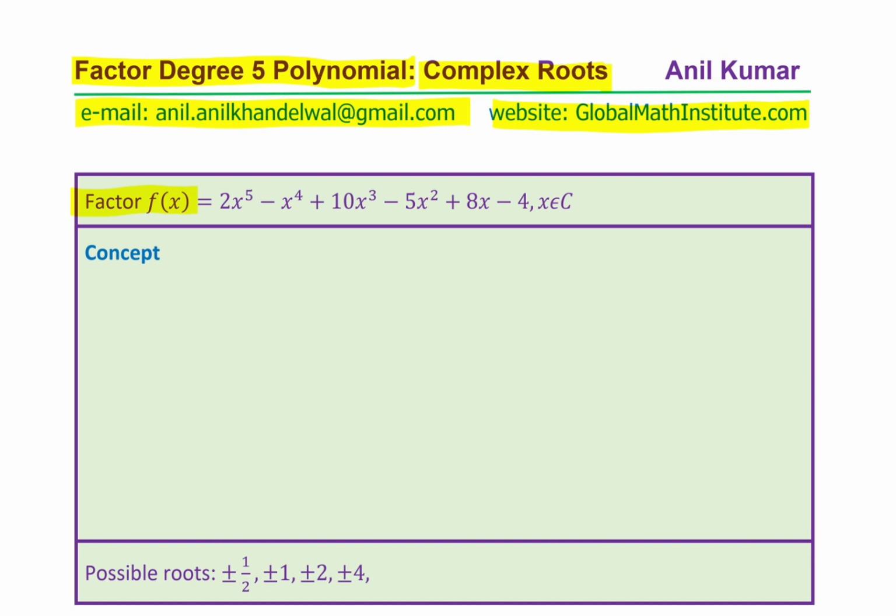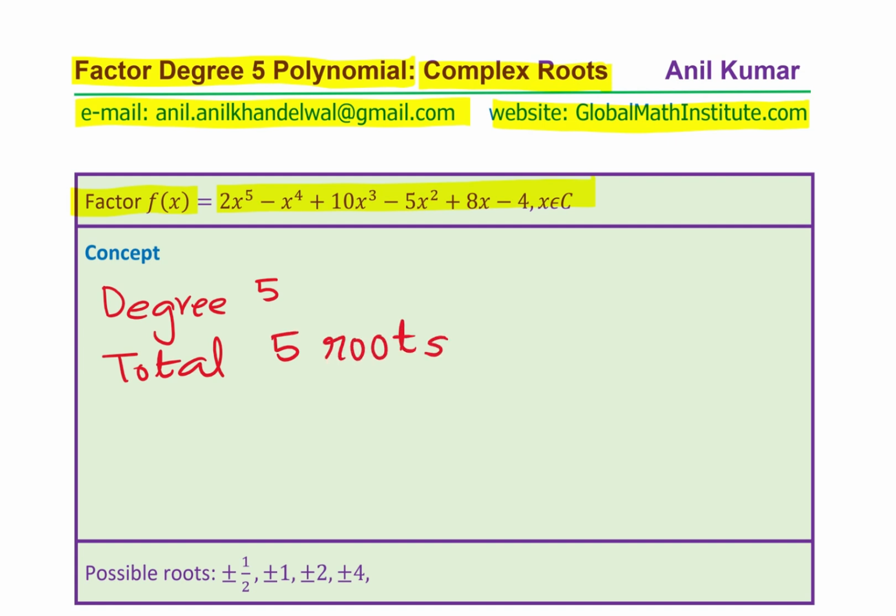Now, we are given here a degree 5 polynomial. Let's try to understand a strategy to factor this polynomial. Well, we know something, that is, the degree here is 5. It means that we have a total of 5 roots, right? So we are expecting a total of 5 roots.